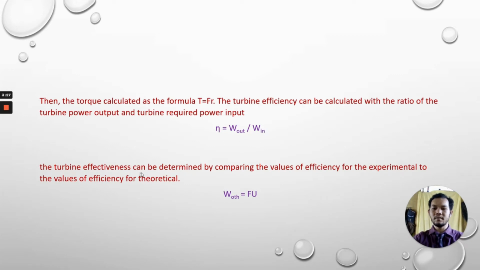Lastly, the turbine effectiveness can be determined by comparing the value of the experimental efficiency to the theoretical efficiency, using the formula W equal to F U.